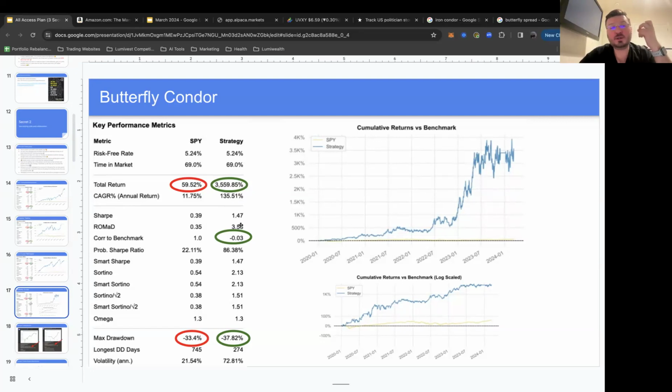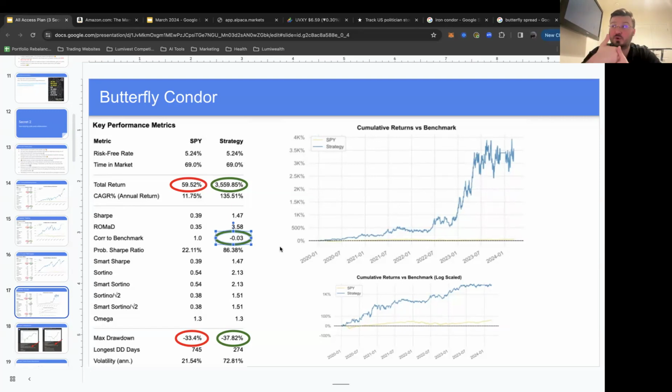What's very interesting about this too is the risk metrics are really good as well. The drawdown is quite good. It's about the same as the stock market. The longest drawdown days are very short. It doesn't stay in this drawdown period for long periods of time. And it's pretty much completely uncorrelated to the stock market. The correlation is negative 0.03%, which basically means who cares what the stock market's doing? This thing has a mind of its own. So it works very well as part of a portfolio too.